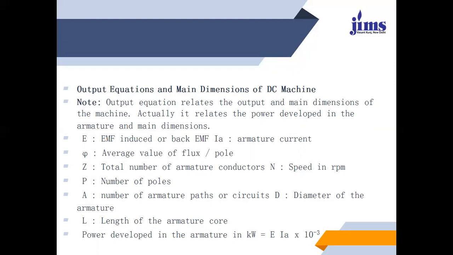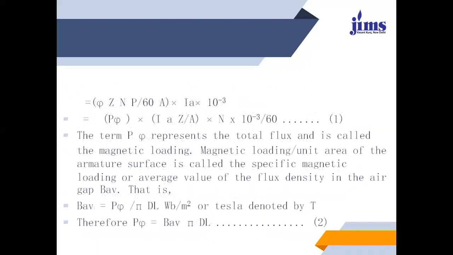At that moment, the power developed in the armature in kilowatts is E times Ia times 10 to the power minus 3, where E is the EMF and Ia is the armature current. Substituting for the EMF E, it becomes phi Z N P upon 60 A, into Ia, into 10 to the power minus 3. This can be rewritten as P phi into Ia Z upon A into N into 10 to the power minus 3 by 60.